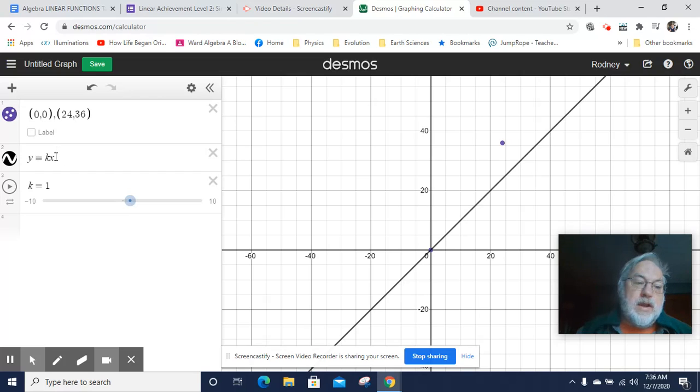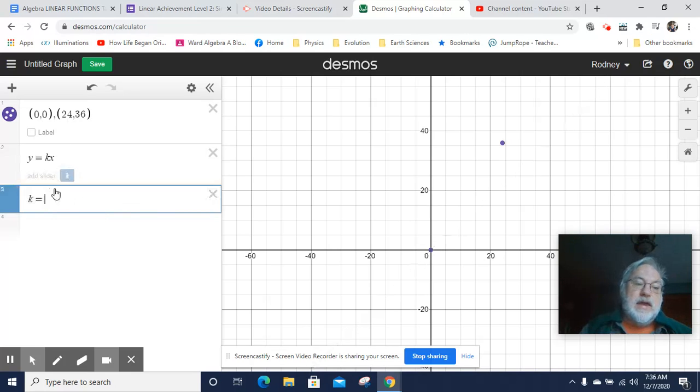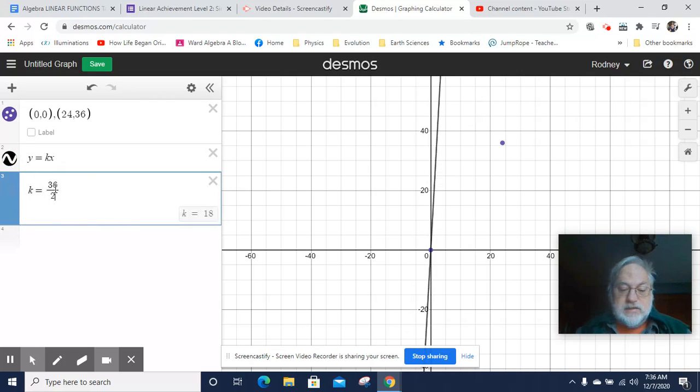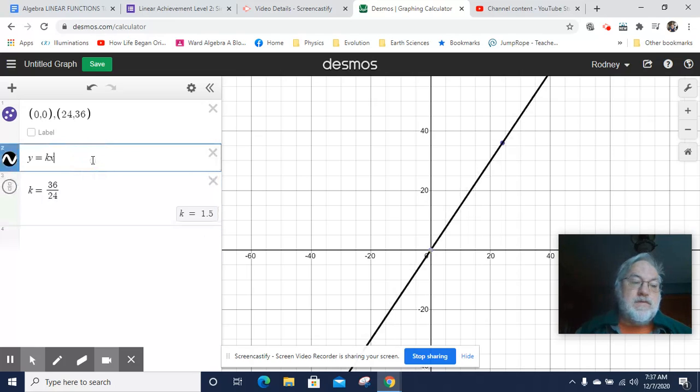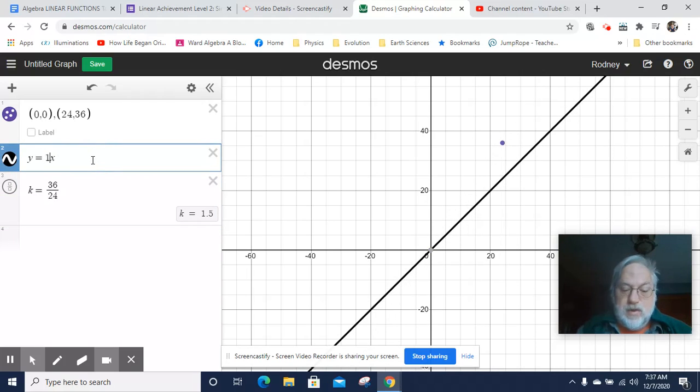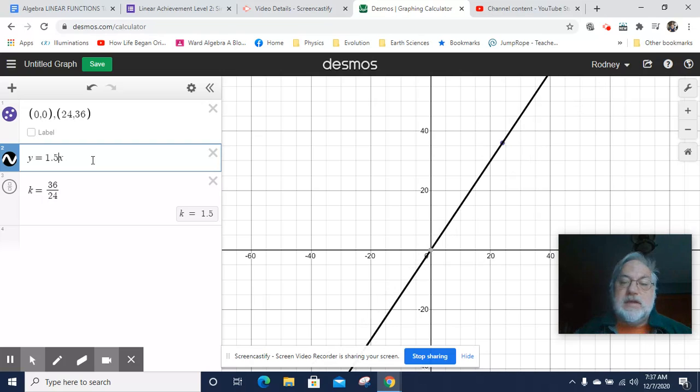Well, if I want to know what I would multiply x by to get y, I'm just going to have to divide y by x. I've got a y value here, and I've got an x value. So let's divide that y value by that x value. 36 over 24, which is 1.5. So if I made this equation 1.5x, it works.